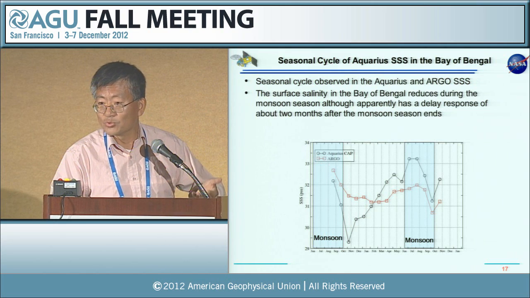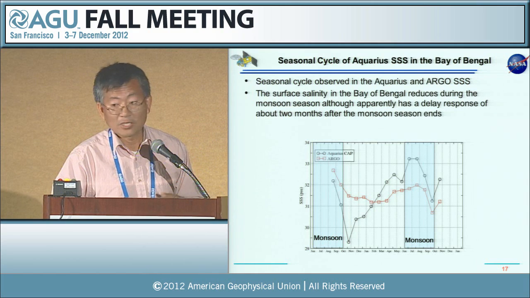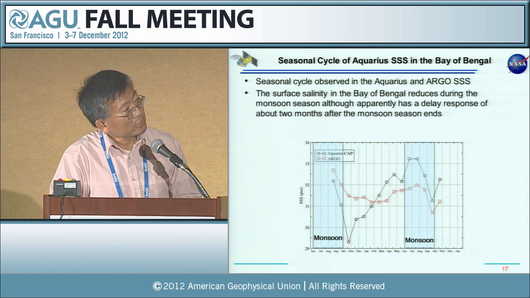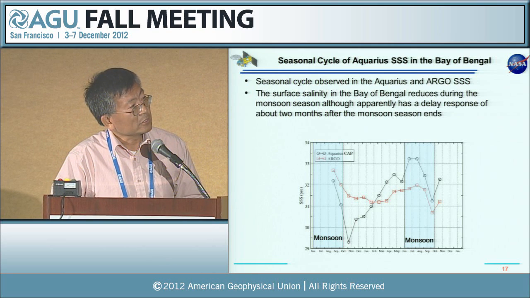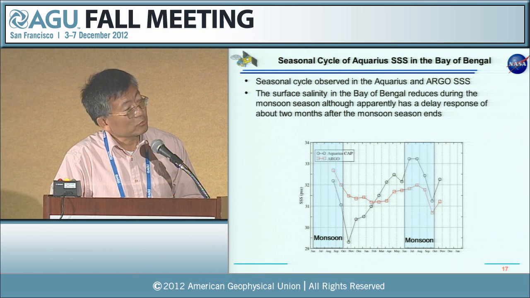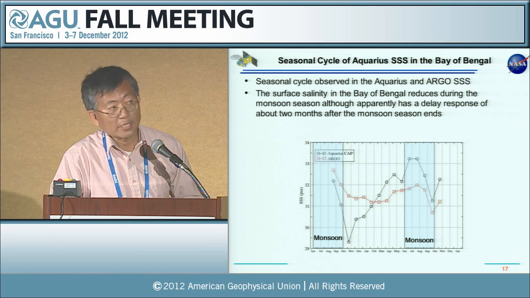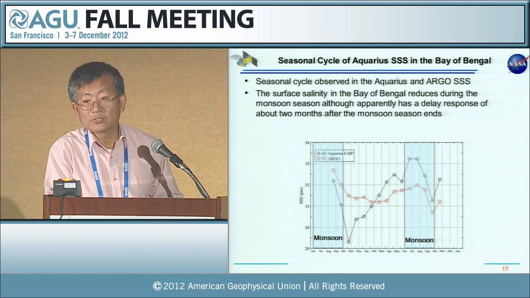Maybe Aquarius is looking at the surface. Maybe surface salinity has a bigger response. Okay, that's one possibility. But both of them do show a very similar type of seasonal pattern. And I think the biggest indication is both of them peak at roughly the same time, about 2 months after the monsoon season starts. And when it reached a dip, that was about October. Okay, about 1 month after the monsoon season ends.